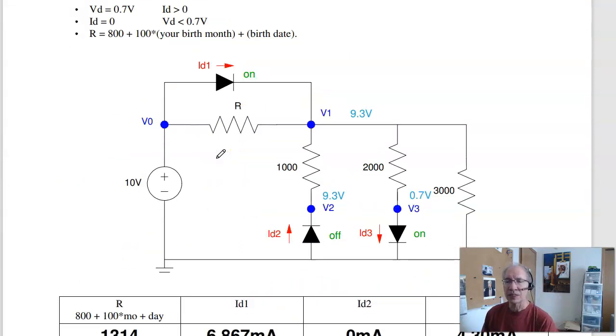Problem 3 says, assume ideal silicon diodes. Now find the voltages. The trick here is to figure out which diodes are on or off. I've got 10 volts trying to push current to the right, so probably diode 1 is on.